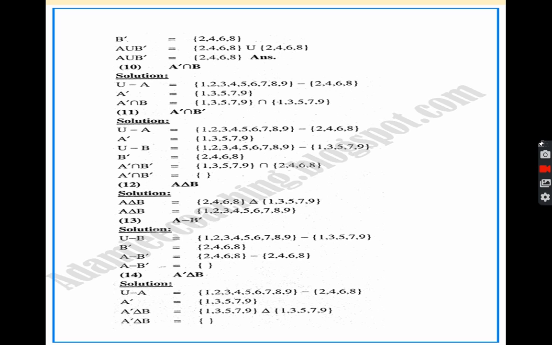The 11th question is A complement intersect B complement. So the formula of A complement is equal to U minus A.